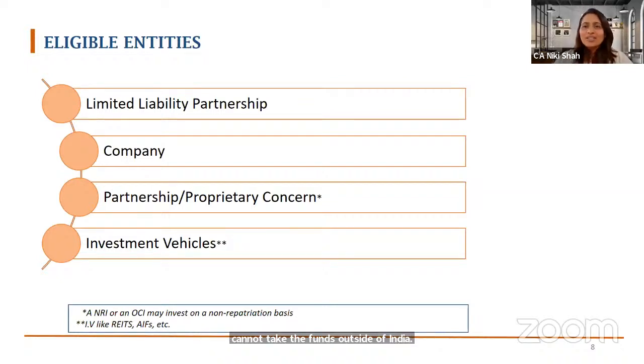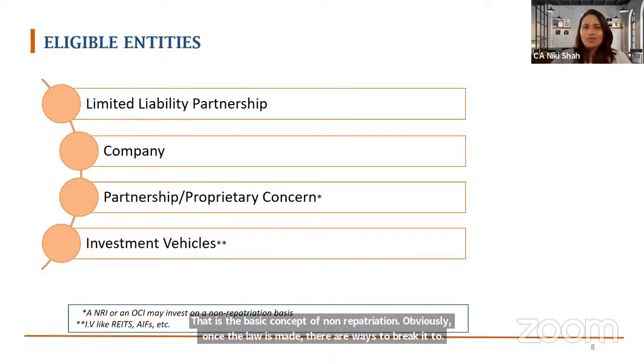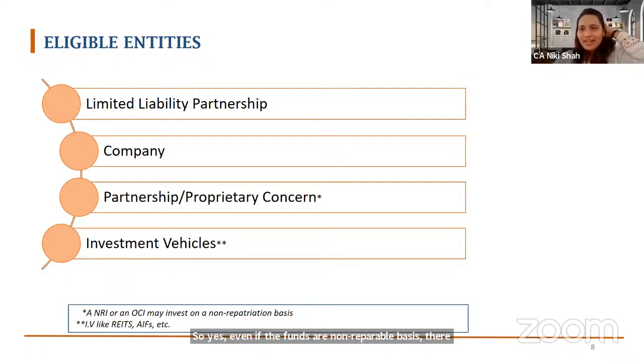Obviously, once the law is made, there are ways to break it too. So yes, even if the funds are on non-repat basis, there are ways to take it out. But we're not going to be discussing any of it right now. And there are legal ways, by the way.